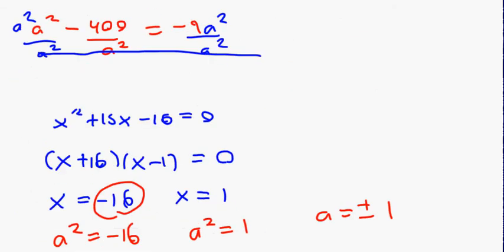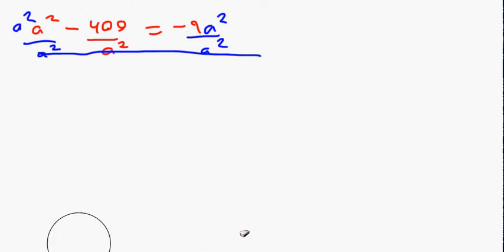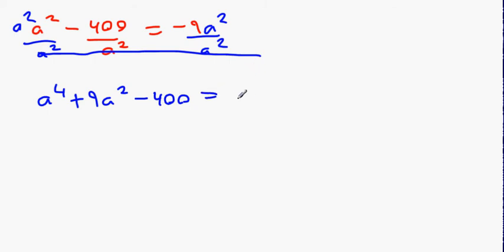What we're going to have is a to the power 4 plus 9a to the power 2 minus 400, and that is going to equal 0.